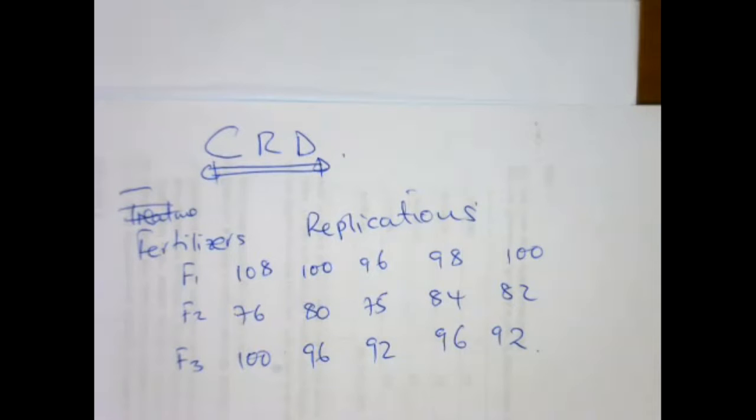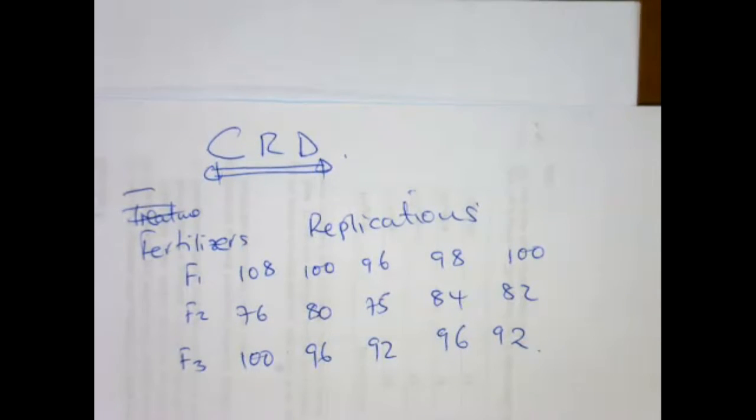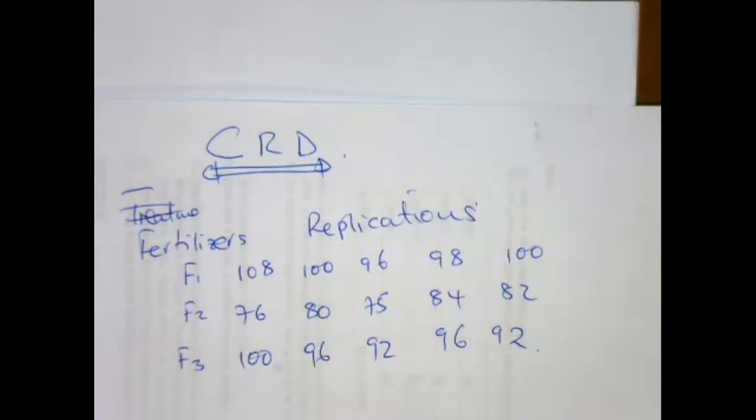Welcome to this short video on the complete randomized design, a numerical example. In this example, remember from our previous discussion, we emphasized that we don't use CRD in the open field where heterogeneity is high. We basically use CRD in controlled environments, which could be in a lab, a greenhouse, or a shade net.